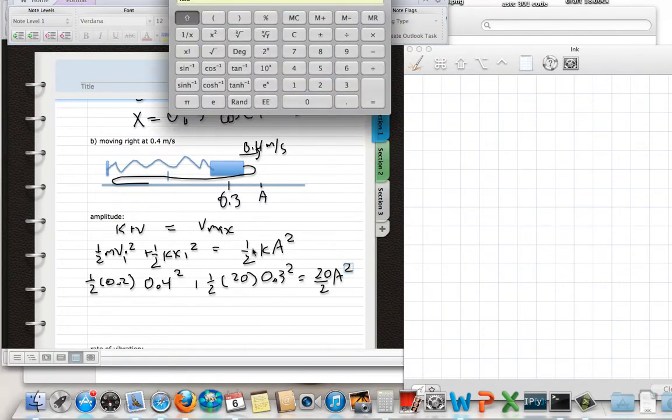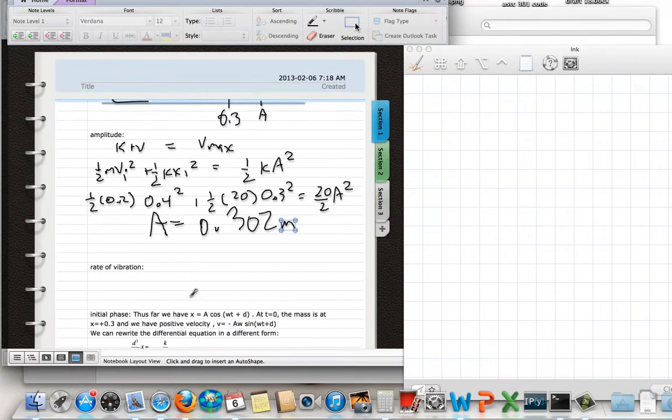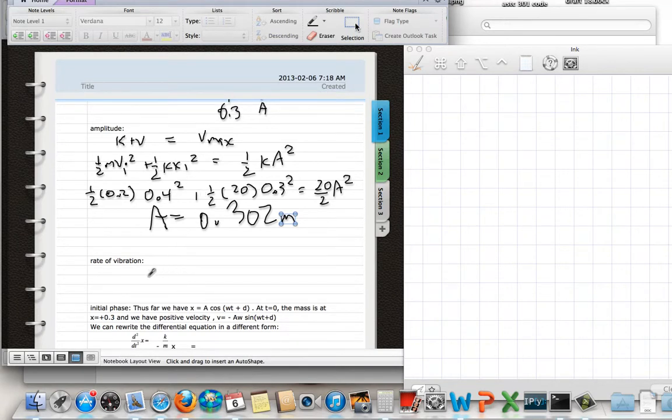Okay, so the amplitude then works out to be 0.302 meters from this equation. The rate of vibration, well, that's still the root of k over m, and that's still the root of 20 over 0.2. That's still 10 radians per second.